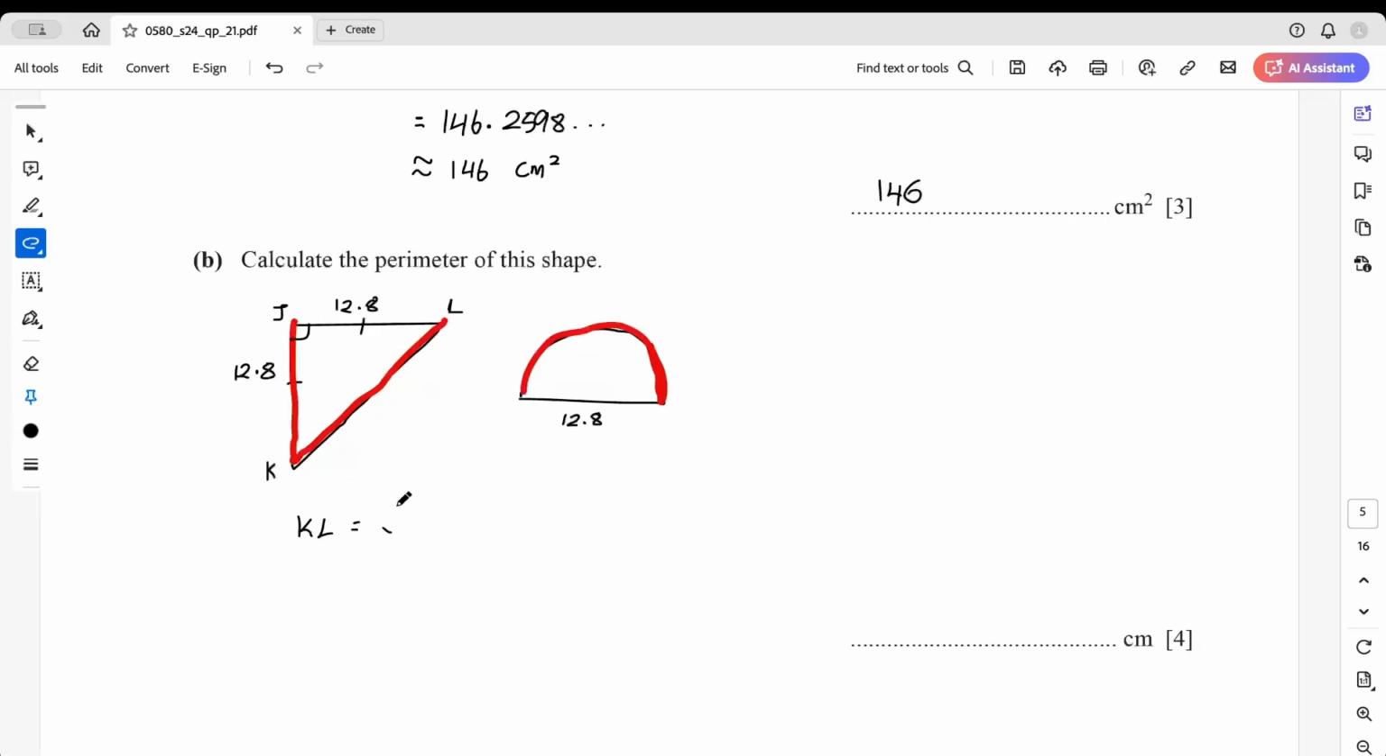To find that, we can use Pythagorean theorem. Line KL is equal to the square root of 12.8 squared, which is this length squared, and the other length 12.8 squared, which gets you an answer of 64 square root 2 over 5, as seen by the calculator.